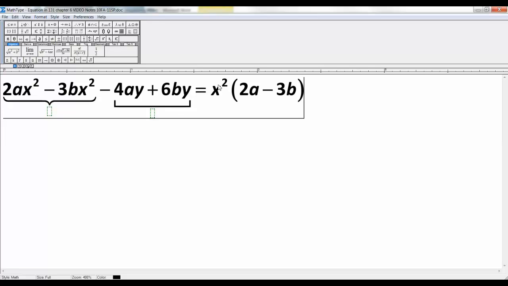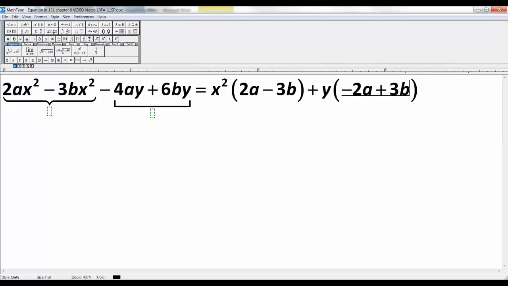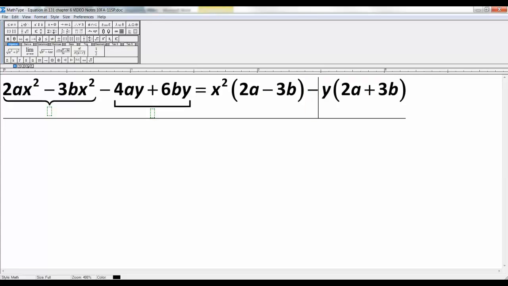Okay, now for the back two, they both have a y. I could take a y out, right? But if you do positive y, then that'll leave you negative 2a plus 3b. But that's not what we want. We want positive 2a minus 3b. We need the parentheses to be the same. So instead of doing a plus y, I'm going to take out a minus.